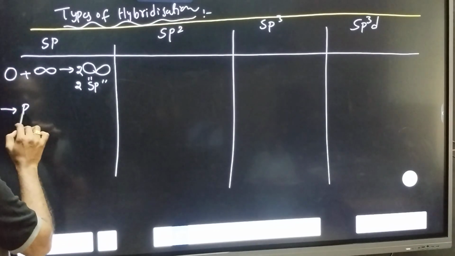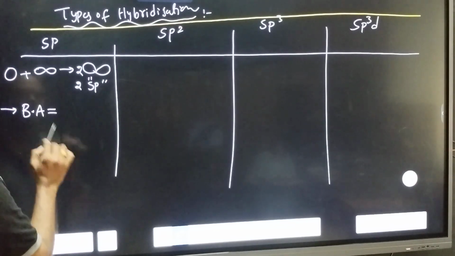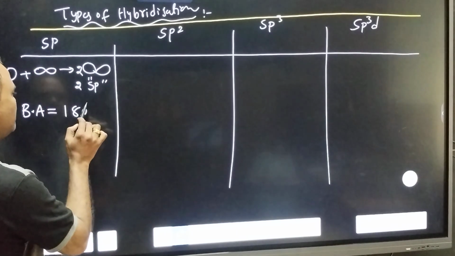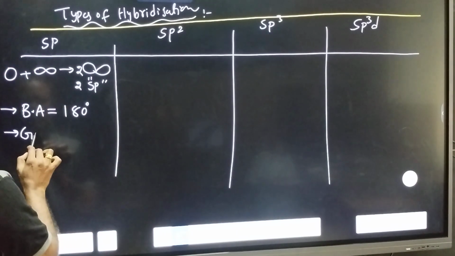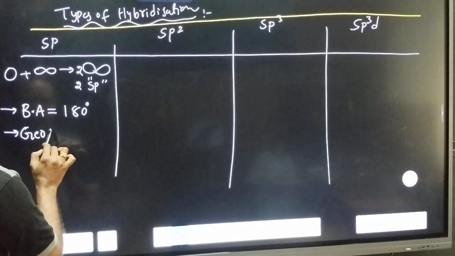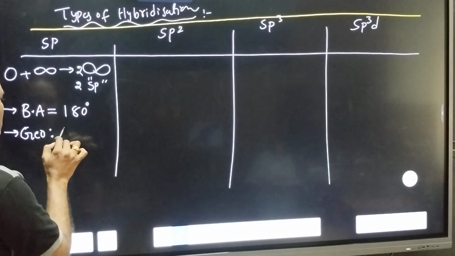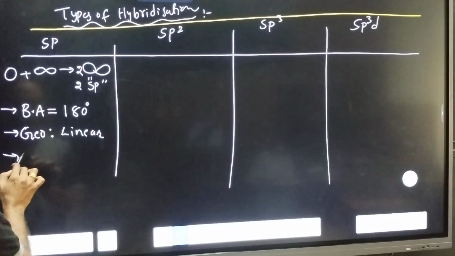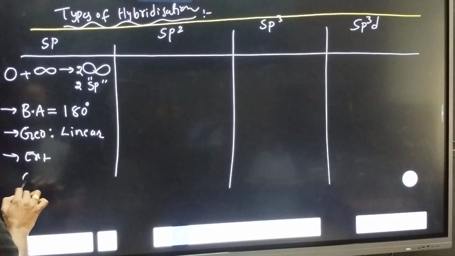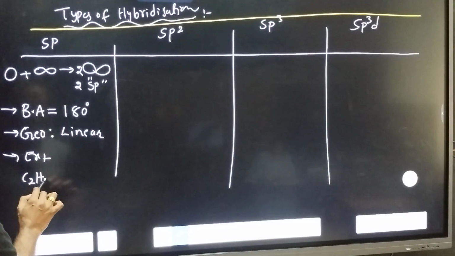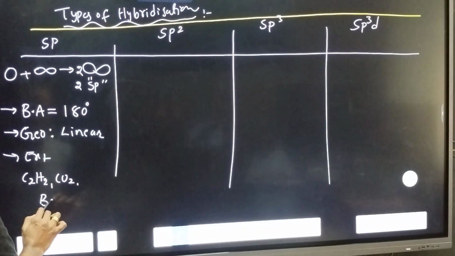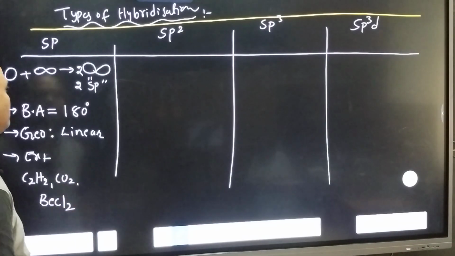What is the bond angle in case of sp hybridization? Online students, what is the bond angle? Bond angle is 180 degrees. Geometry is linear. Examples: C2H2, CO2, BeCl2. These are the examples.